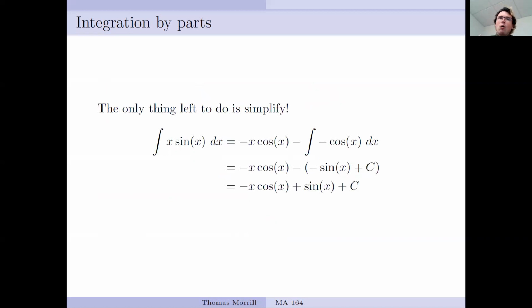Now, the only thing that I have left to do for this problem is to simplify. This is the integral that I've been asked to calculate. What is the integral of x times the sine of x dx? My integration by parts formula says that this integral is equal to minus x times the cosine of x minus the integral of minus cosine of x dx. I already cleaned up that outside bit pretty well. And I'm going to subtract off the indefinite integral here, or I'm going to subtract off the antiderivative.